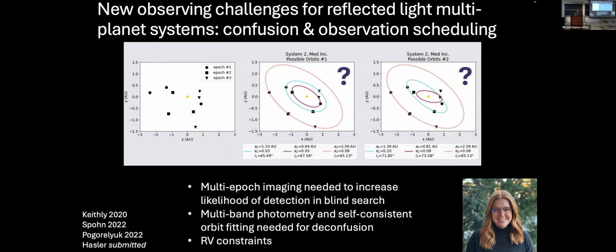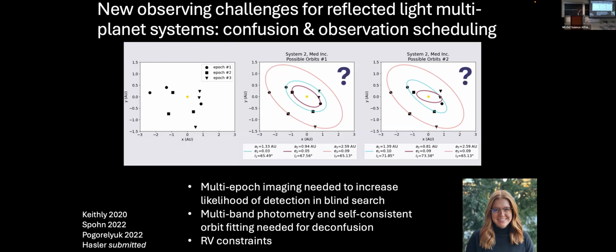And this is something that I wanted to highlight. Grad student Sammy Hassler just defended her thesis this morning, and here is a plot from work that she's been doing on deconfusing these planets. So congrats, Sammy, really awesome work. You can try to deconfuse planets by making sure that whatever orbits you fit are dynamically stable. You can add multi-band photometry, so that might help you distinguish, say, between Venus and Earth.